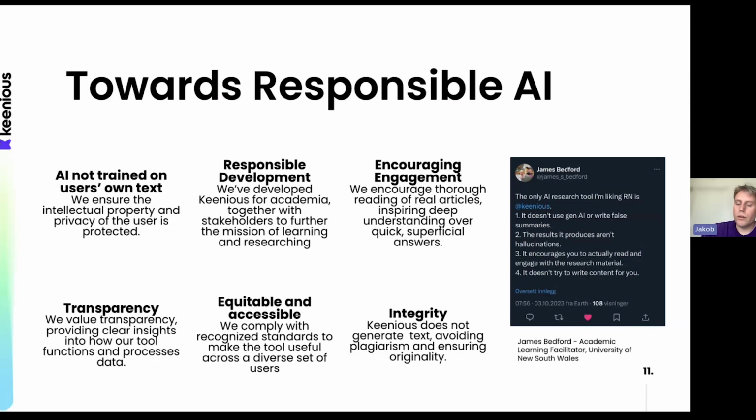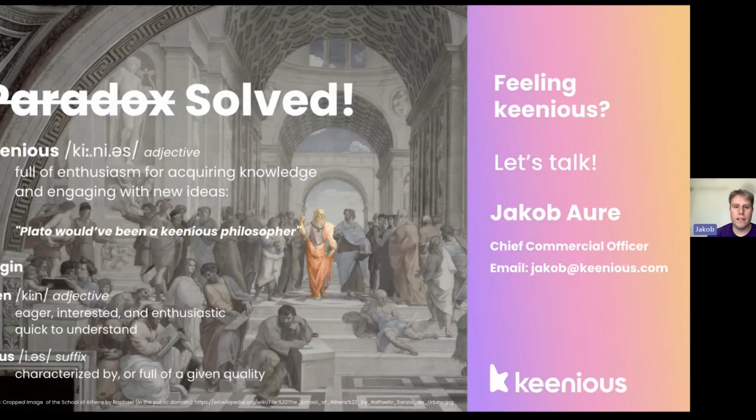To summarize, we don't train on your text. That's your intellectual property. We don't generate any text for you, so you can know that the work you're doing is yours, right? We don't write full summaries. There aren't hallucinations in Keenious. Keenious actually encourages you to read and engage with the research material. It won't do the work for you, of course. It doesn't generate any text for you, but it saves you a lot of the time that you would normally spend finding information online.